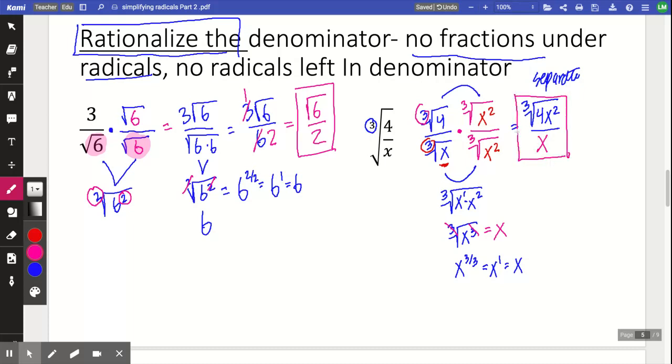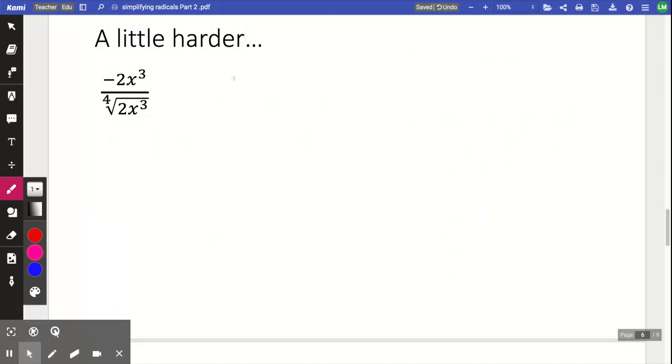All right, rationalize the denominator. They're kind of fun. It's like a little puzzle. It just takes a little practice. All right, a little harder. Again, I told you algebra 2 is twice as much algebra as algebra 1.